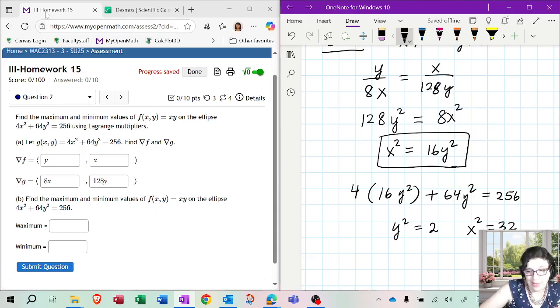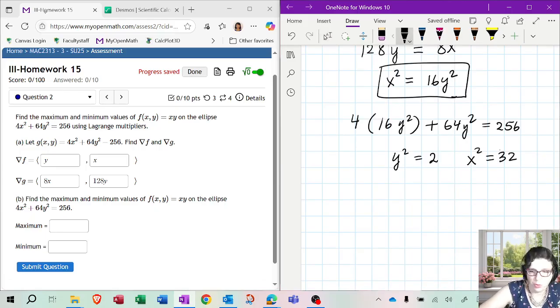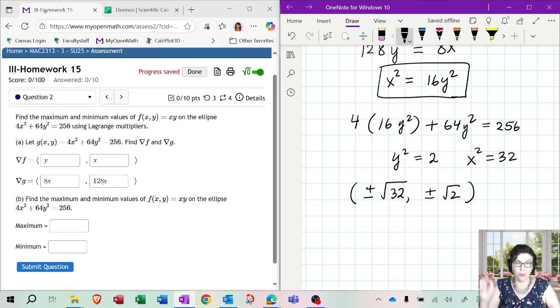Okay, so then what are my critical points? When I solve for x from here, I would take the square root of 32, but because of the square root property, it's plus or minus square root of 32. And the same thing is going to happen to y. This is going to be plus or minus square root of 2. So actually you get 4 different critical points: square root of 32, square root of 2, then plus square root of 32, minus square root of 2, and so on. So these are 4 points where I'm potentially going to have a max or a min.